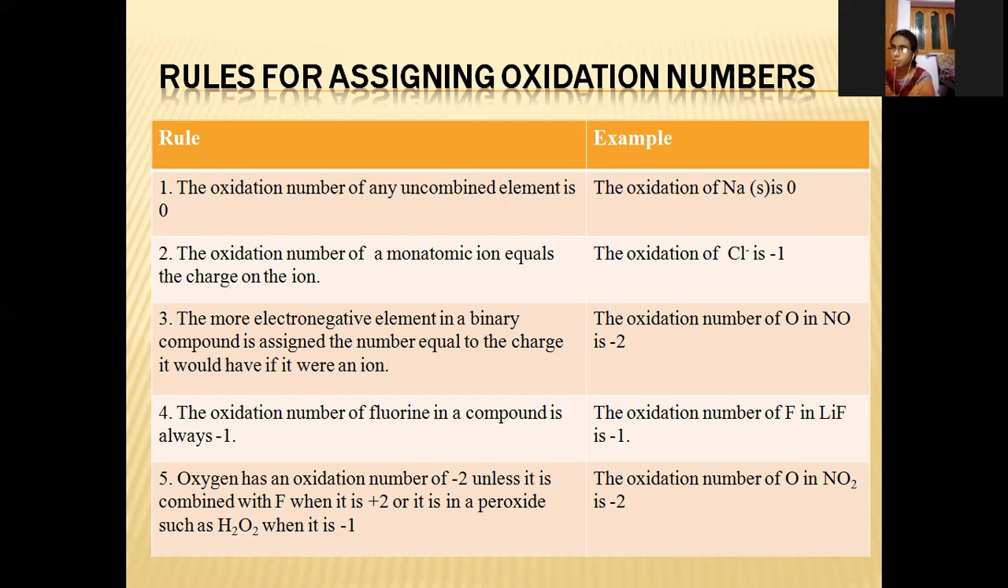So what is the oxidation number of oxygen in nitrogen dioxide? Here NO2 means nitrogen dioxide. The oxidation number of oxygen in nitrogen dioxide is -2, because when oxygen does not combine with fluorine, the oxidation number is -2.